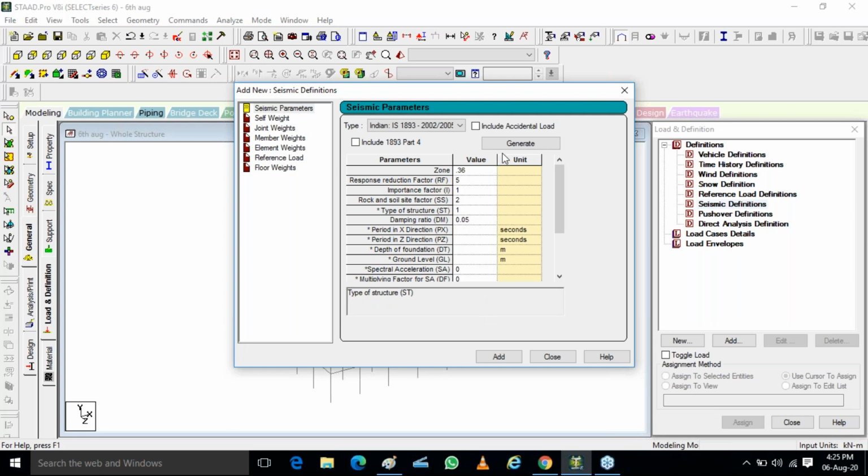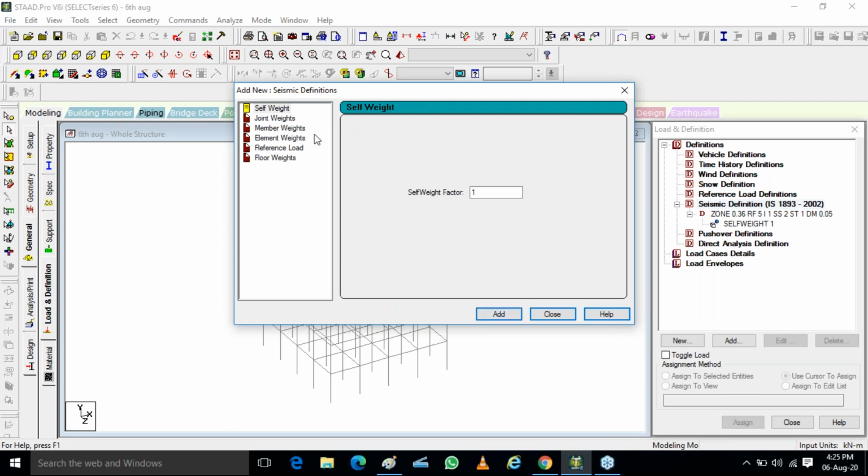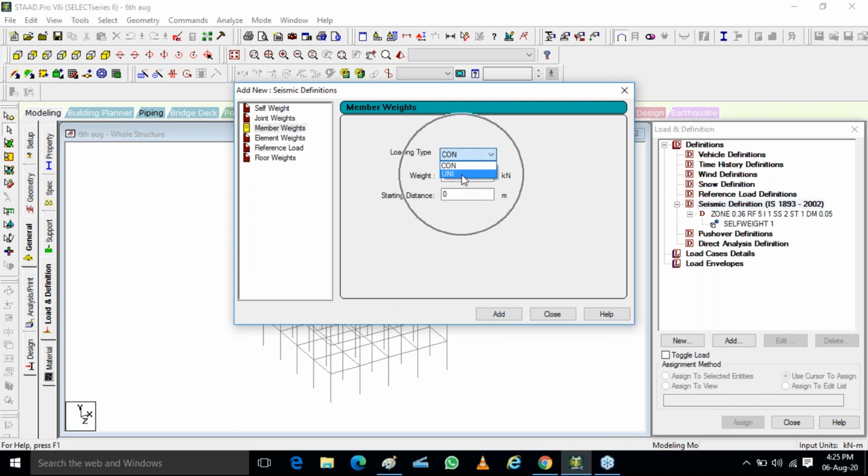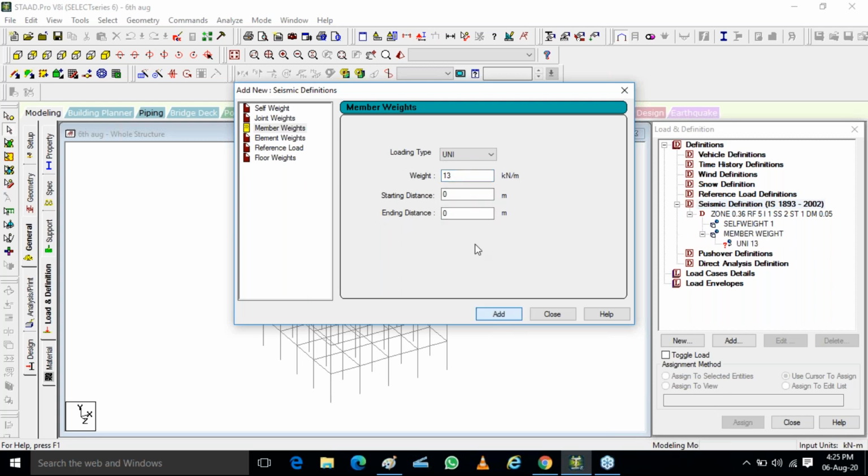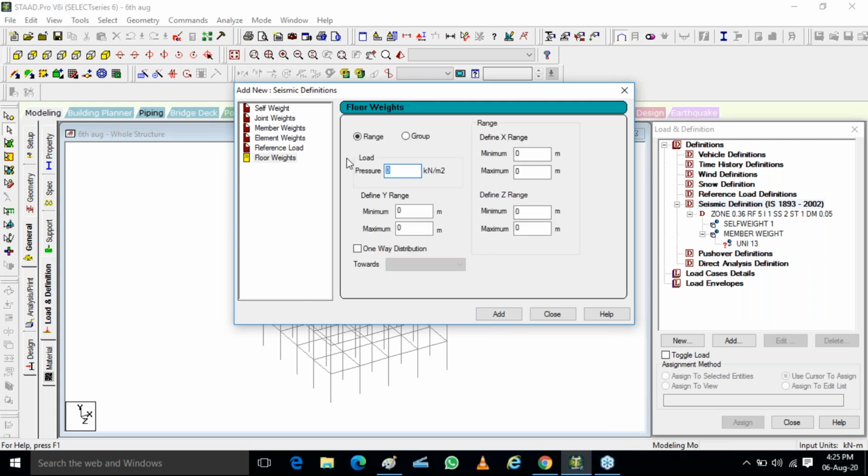Okay, these things you can do from generate, because my generate is not working. That's why I'm putting these values. I know these values; I told you yesterday. I'll go to add. Okay, factor sulfate, I'll put it 1. Member weight, you can say UDL. UNI means UDL. I'll put it 13. There is no minus sign in here. I'm giving add. After adding all these, I'm going to assign only UDL, which is needed right now.